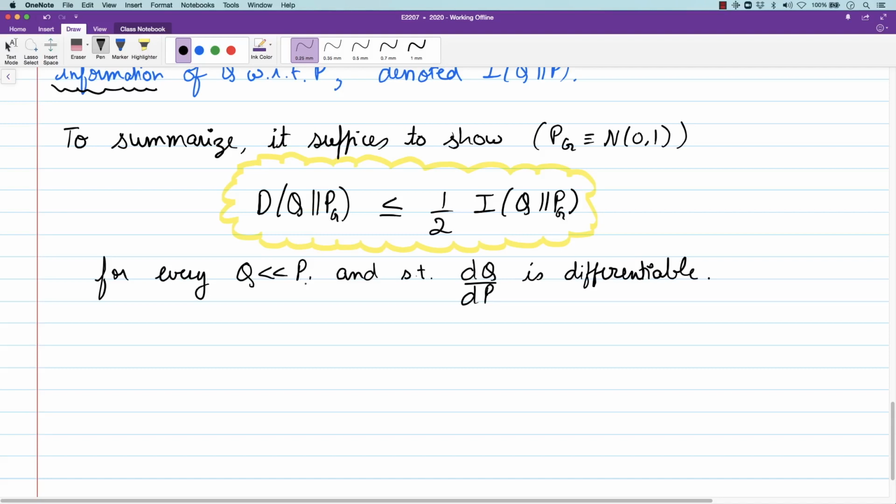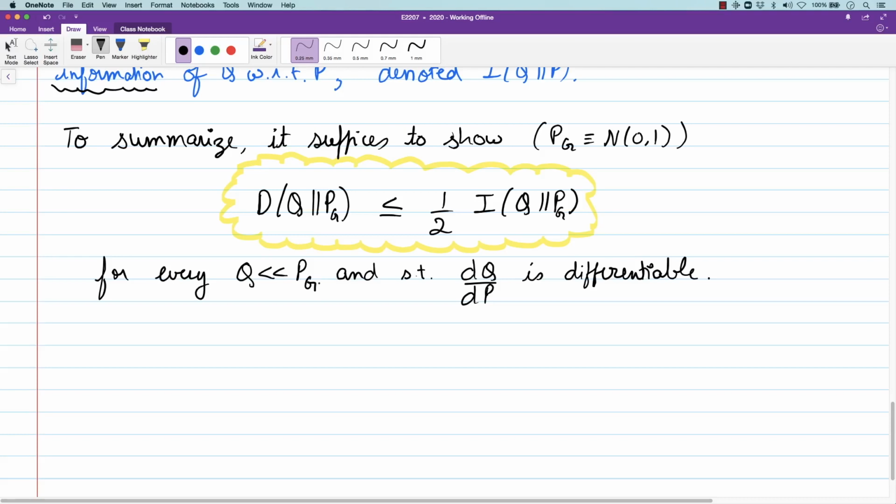By the way, just a quick fact: having a density with respect to the Gaussian is equivalent to having the standard density. A measure is absolutely continuous with respect to the Gaussian measure if and only if it's absolutely continuous with respect to the Lebesgue measure, the standard measure that we use for integration. And in fact, the density with respect to the Gaussian is given by the standard density divided by the Gaussian density. So this density with respect to the Gaussian is just the likelihood ratio.